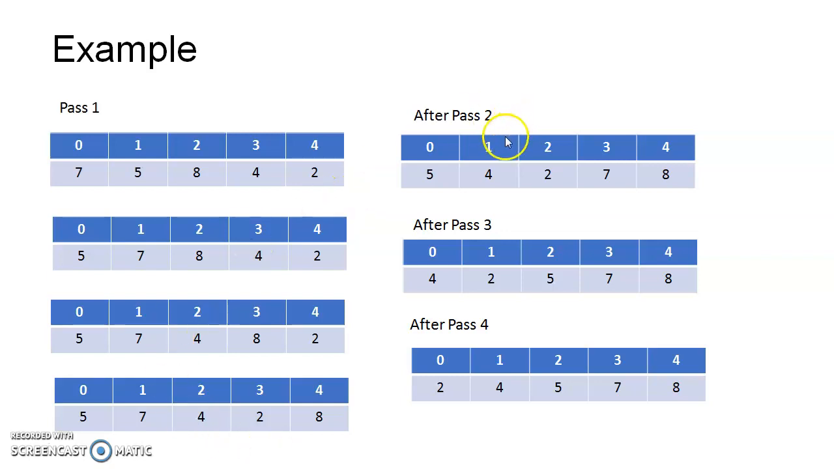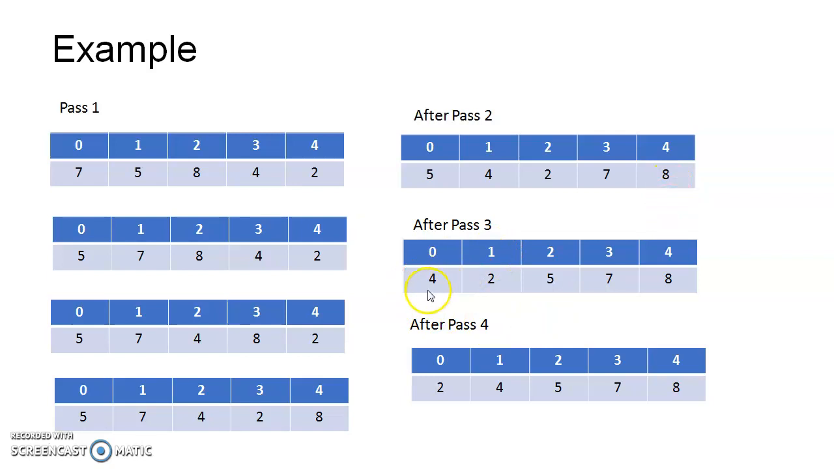Then the second pass starts, in which a comparison will be done again between 5 and 7, no swapping. 7 and 4, there will be a swapping. 7 will be taking the position of 4. Again 7 will be compared with 2, there will be a swapping. So after the second pass, the status of the array will be 5, 4, 2, 7, 8. So 7 and 8 are placed in their correct positions.